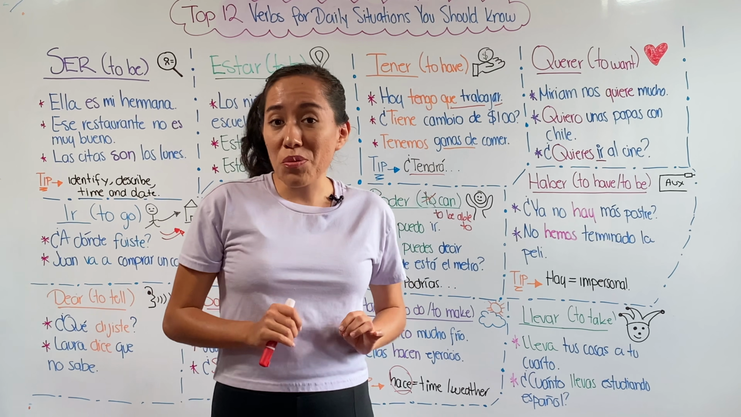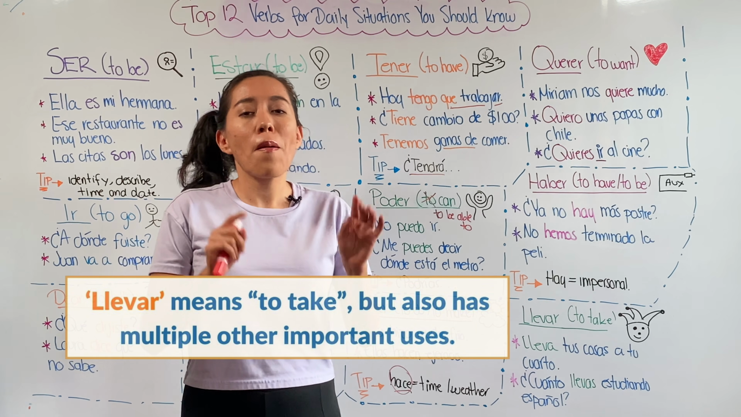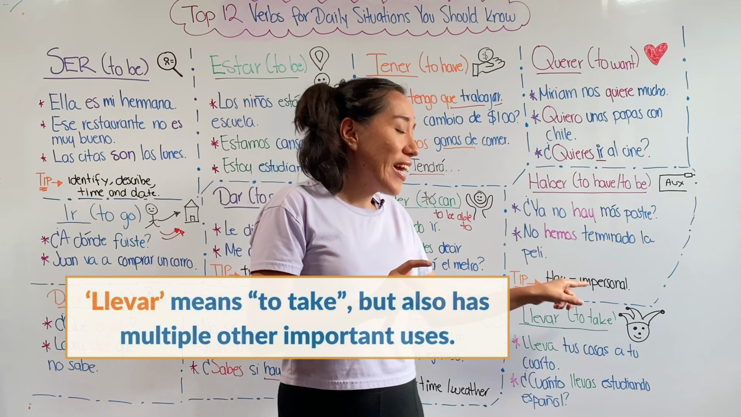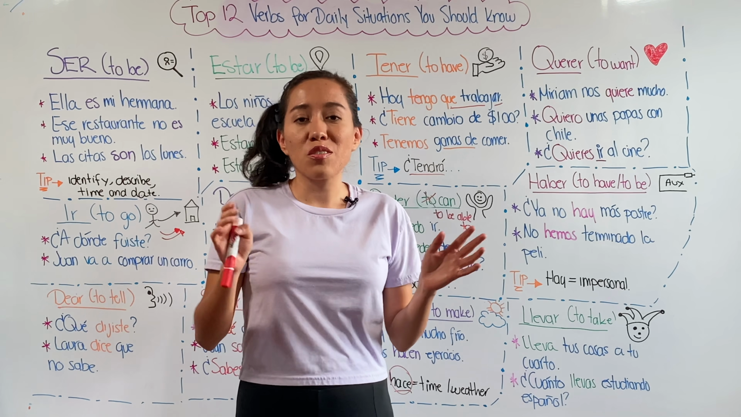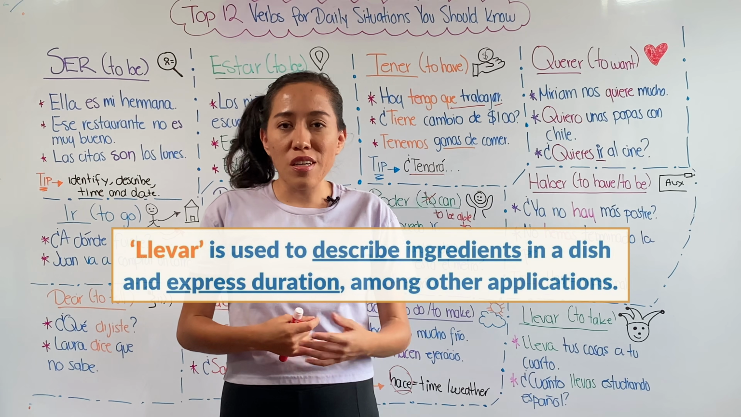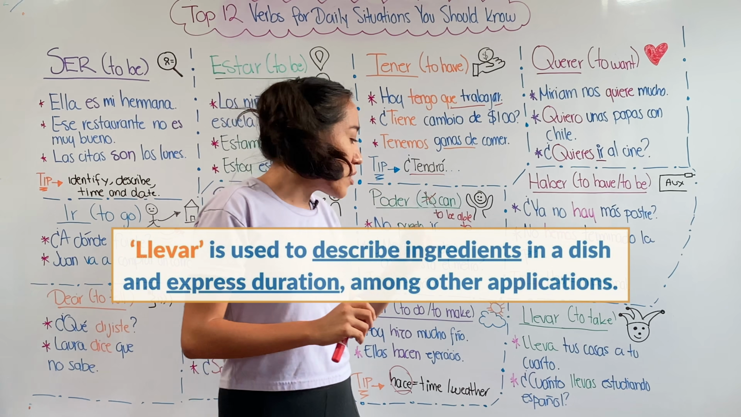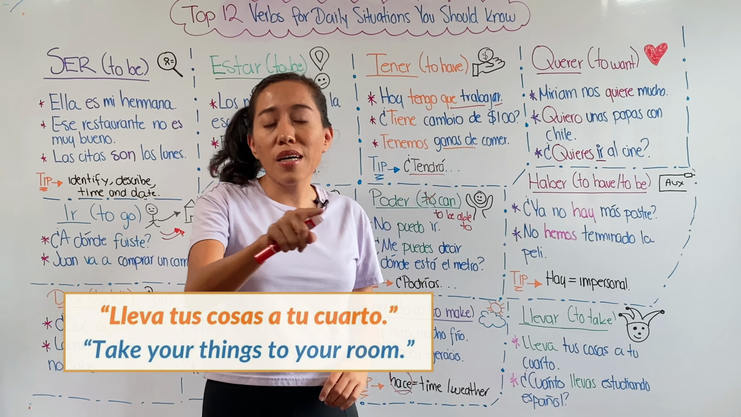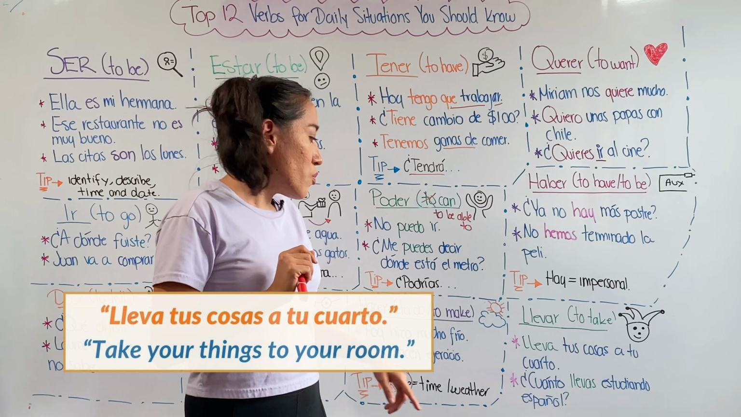The last verb you want to learn is llevar. Llevar means to take, but, ojo, es un comodín. It's a wild card. It has so many useful applications in Spanish, such as describing the ingredients on a dish, expressing duration, and so many cool things. Let me give you some examples. Lleva tus cosas a tu cuarto. Take your things to your room.